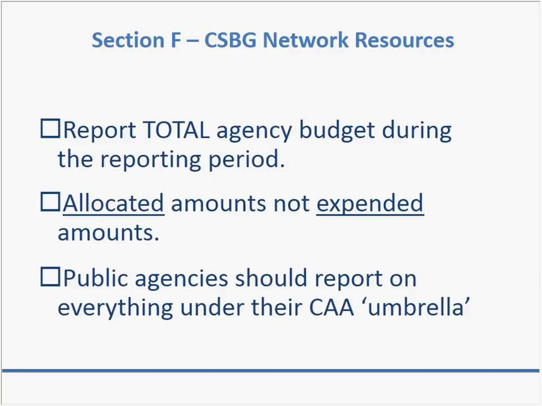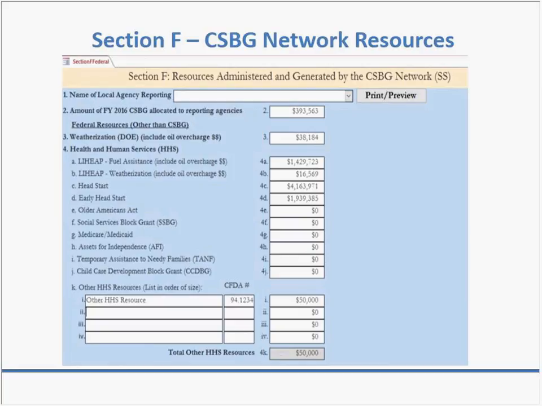We ask for the allocated amount in Section F so that we can get a picture of all the federal, state, local, and private funding resources available within the network for a given report period. This also allows us to get an accurate number of funds that CSBG leveraged, because we're at that point comparing apples to apples. There are gray fields in Section F, and those are auto-populating, auto-calculating.